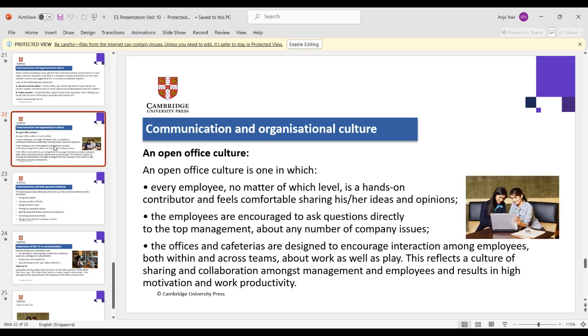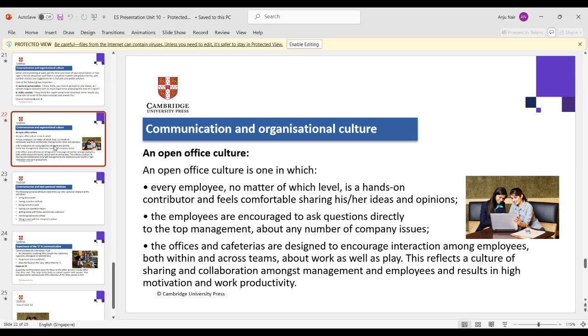Some organizations have an open office culture, no matter which level. Irrespective of your level, you feel free communicating. Every employee, no matter which level, is a hands-on contributor and feels comfortable sharing ideas. Very rarely do organizations have such a culture. Open and free flow of communication exists, where ideas and opinions are acceptable. Employees are encouraged to ask questions directly to the top management about certain issues in the company.